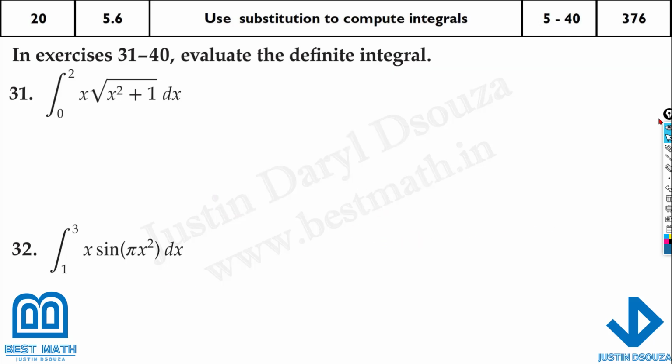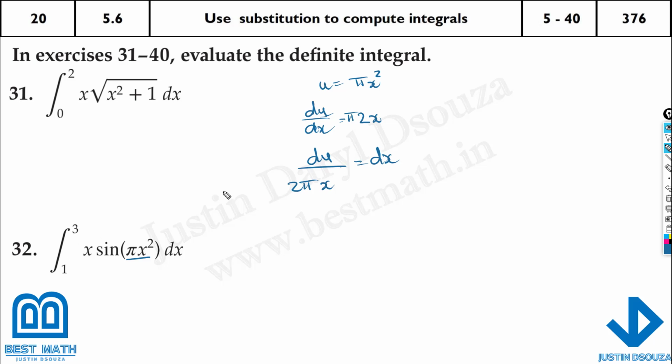What about the next problem? Let me solve this. What is u? Whatever is inside sine, we just take it as u. So u is pi x squared, because we can easily solve sine u, isn't it? Now let's differentiate this. Pi is a constant, so du by dx would be equal to 2x times pi. Now let's write dx. du would be 2 pi x dx.